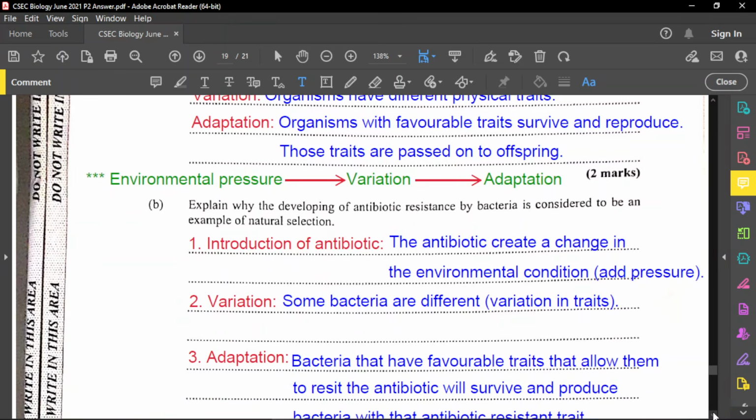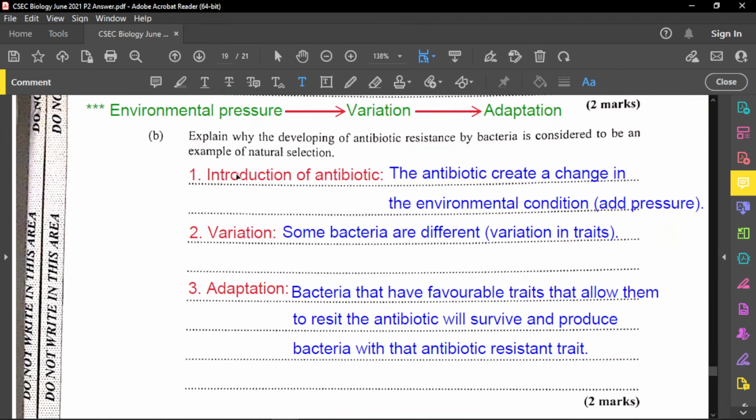Now for part B, it is to explain why the developing of antibiotic resistance by bacteria is considered to be an example of natural selection. And so the outline of this is that you have an introduction of the antibiotic. That's the first thing that will happen. And the antibiotic will create a change in the normal or natural environment of the bacteria. And so here I say the antibiotic creates a change in the environmental condition.